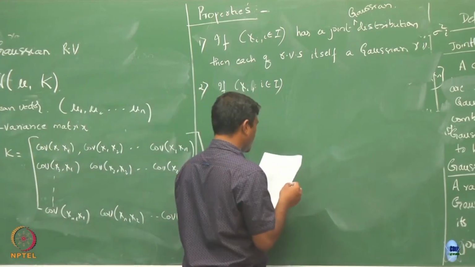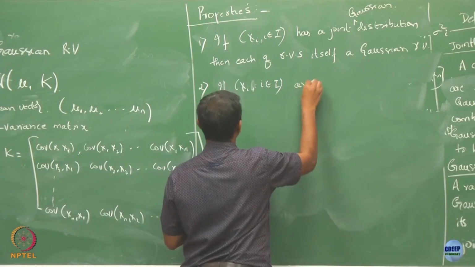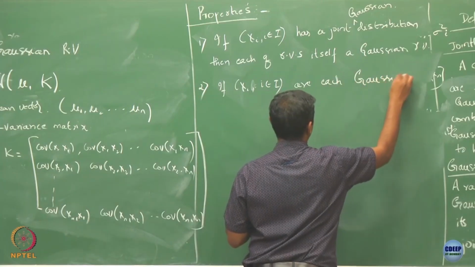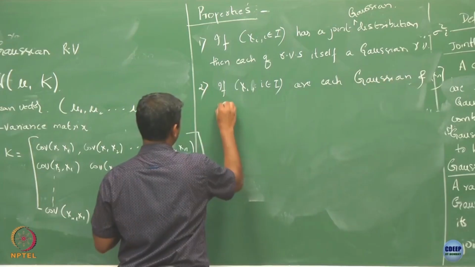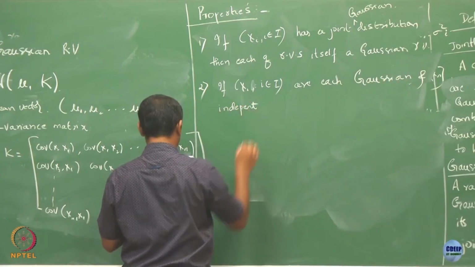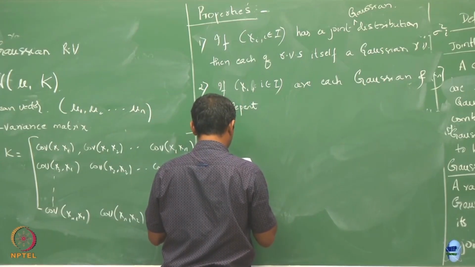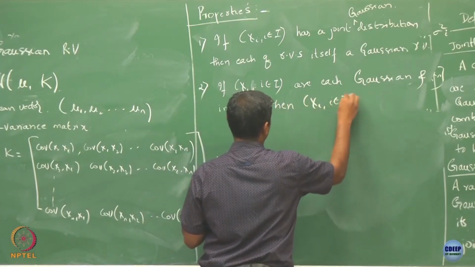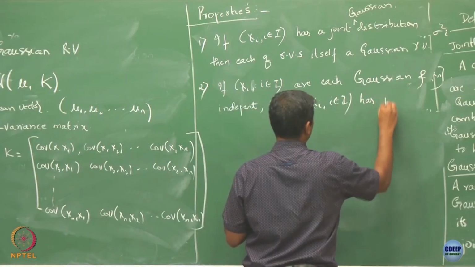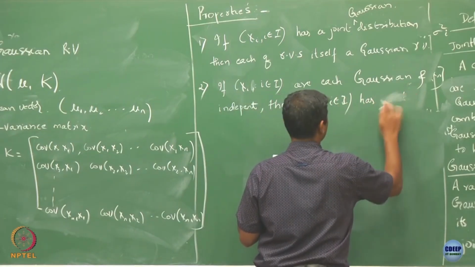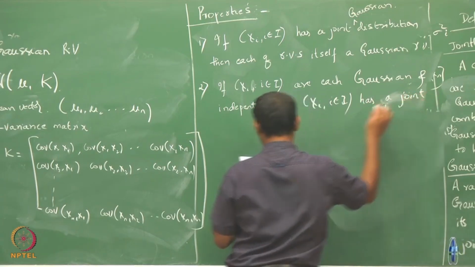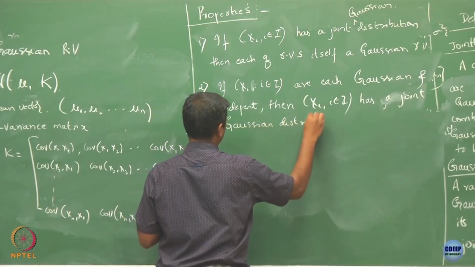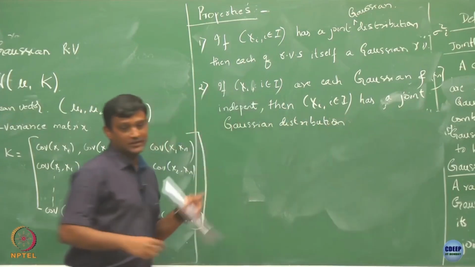So suppose these xi's are each Gaussian and independent, then xi has a joint Gaussian distribution. This we have already shown, right?